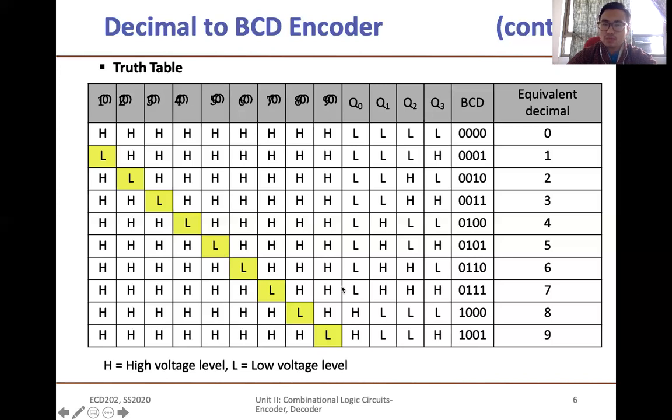So if you have any doubt regarding these two tables, please don't hesitate to ask me.